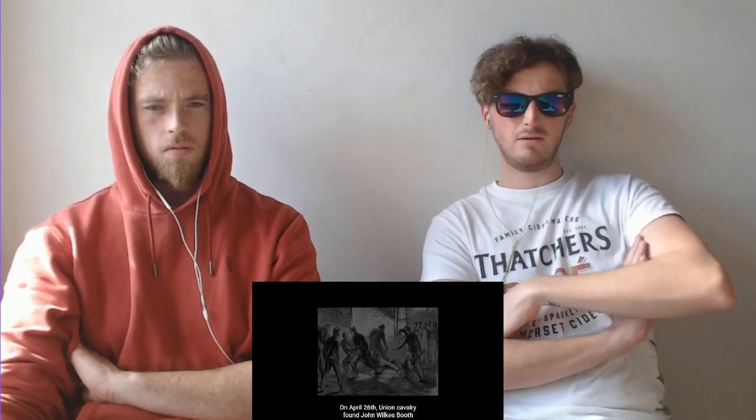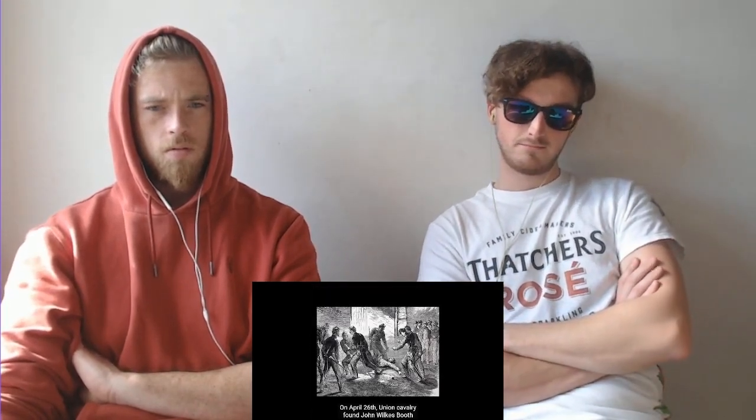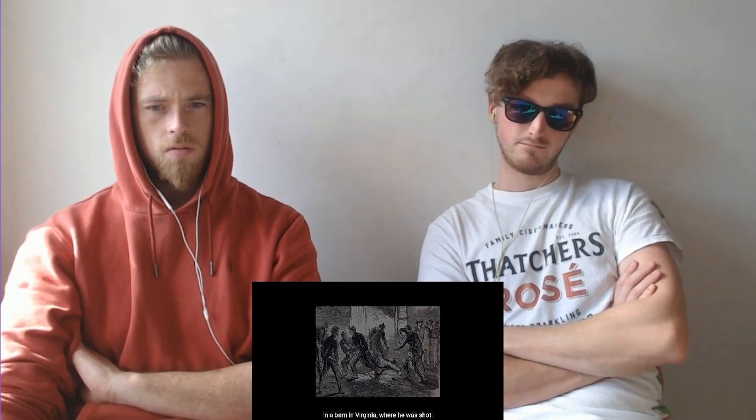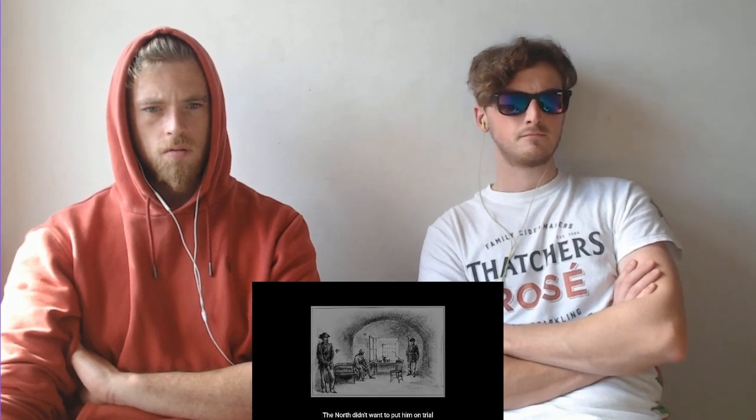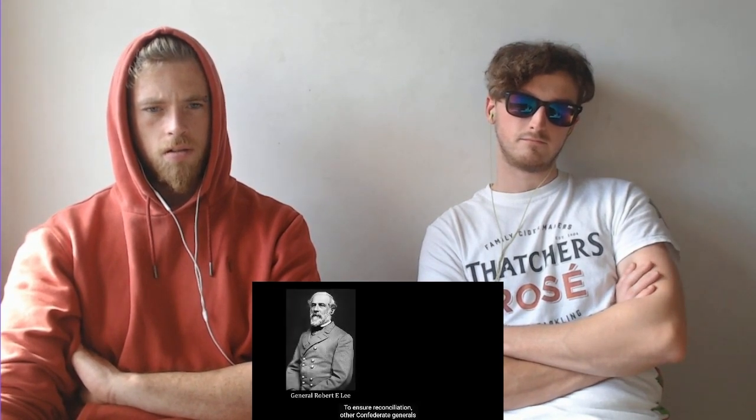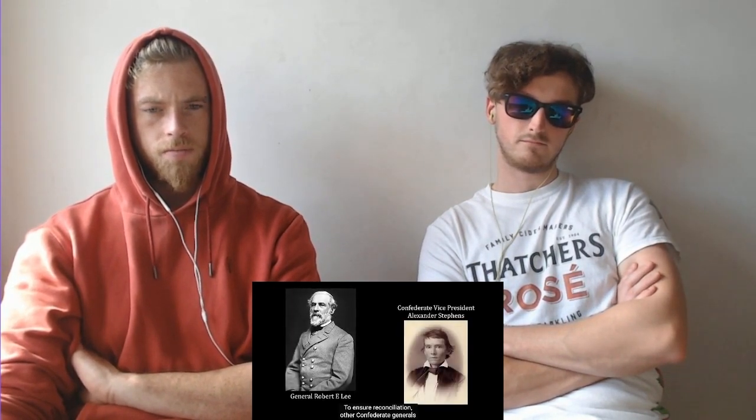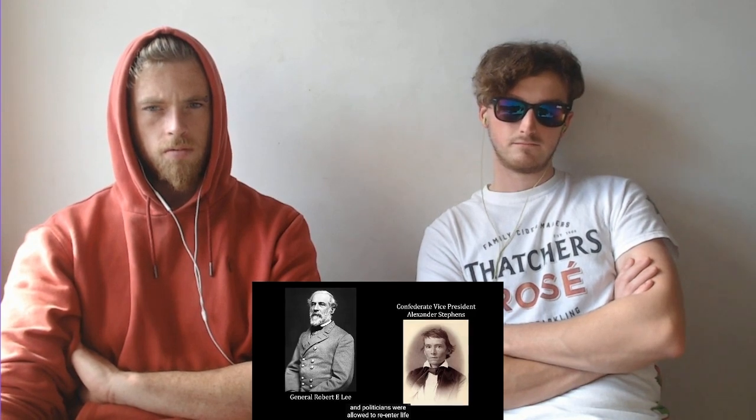On April 26th, Union cavalry found John Wilkes Booth in a barn in Virginia, where he was shot. Not long after, Confederate President Jefferson Davis was also tracked down and arrested. Imprisoned for 2 years, he was eventually released. The North didn't want to put him on trial for fear the jury may rule that Southern secession had in fact been legal. To ensure reconciliation, other Confederate generals and politicians were allowed to re-enter life in the now restored Union.